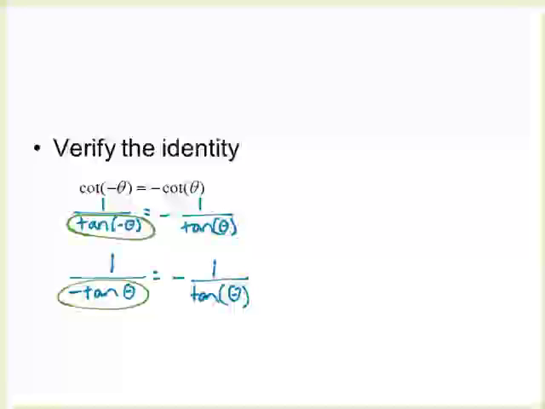The goal of verifying is to show that what we started with is true by simplifying it down until we can see that it is definitely true, that something equals itself. And we have that at this point. Both sides have a 1 over a tangent of theta, and both sides have a negative, so this problem is done. Both sides of the equation are exactly the same. Remember, in a fraction, it doesn't really matter where the negative is, top, middle, or bottom. It's just that it's negative.